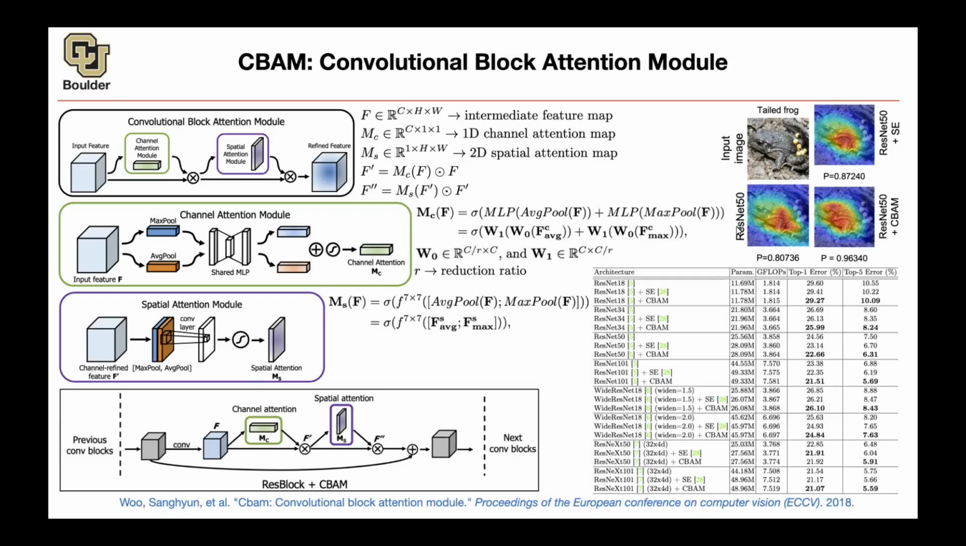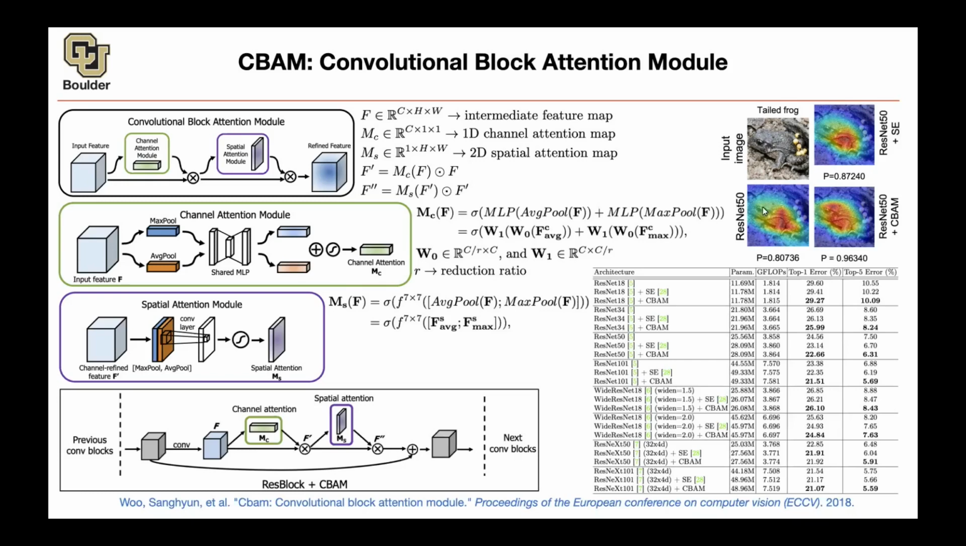You have ResNet. It's going to be 80% sure that this is a frog. You're going to have ResNet plus squeeze and excitation. It's going to be 87% sure. Or you can have ResNet in addition to CBAM. It's 96% sure. But then you can actually see what the neural network is looking at.